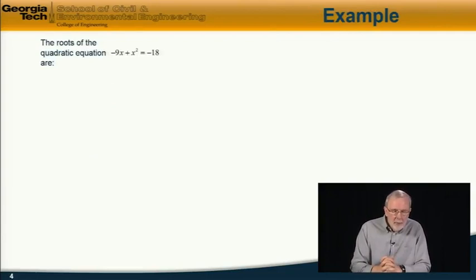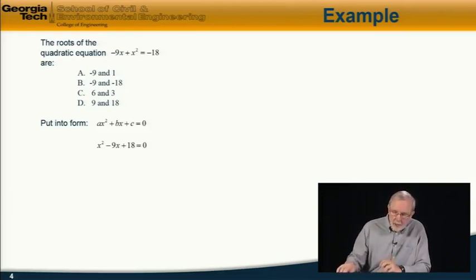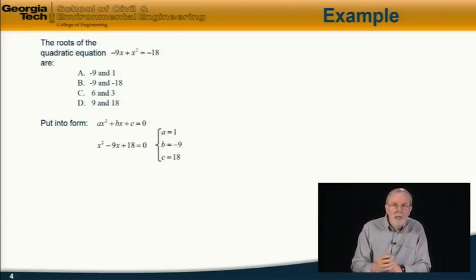So let's do an example on that. The roots of the quadratic equation minus 9x plus x squared is equal to minus 18 are which of these pairs? So first we put it into the standard form, which is ax squared plus bx plus c is equal to 0, and the equation becomes x squared minus 9x plus 18 is equal to 0. From which we see that the values of the coefficients are a is equal to 1, b is minus 9, and c is equal to 18.